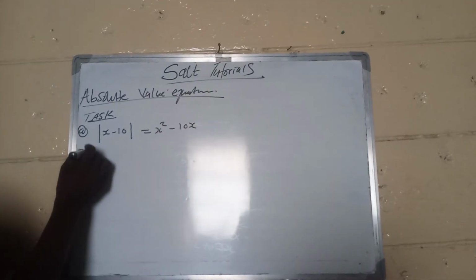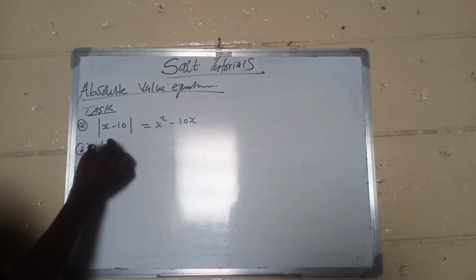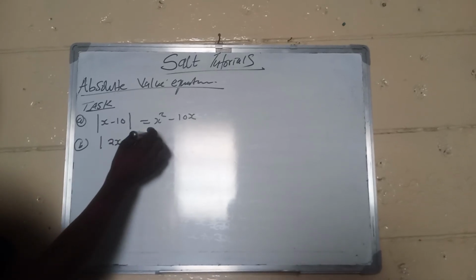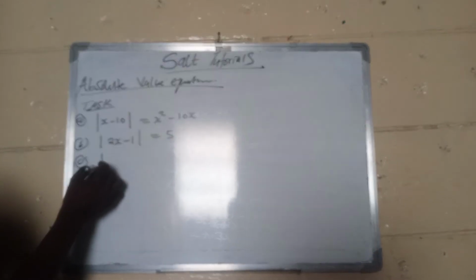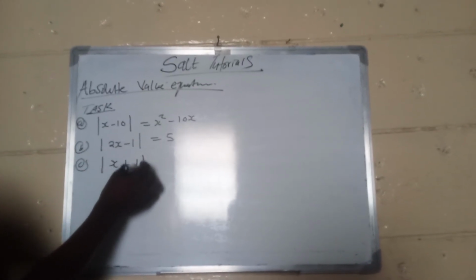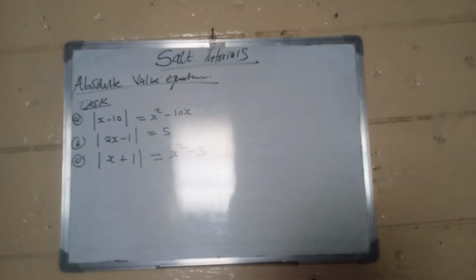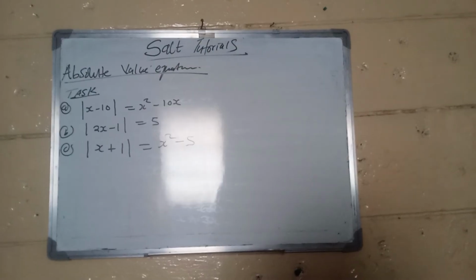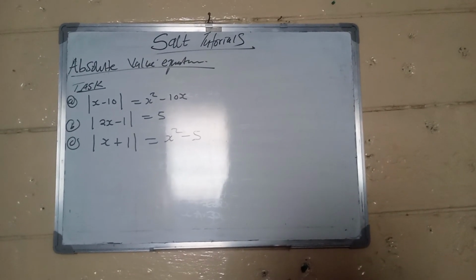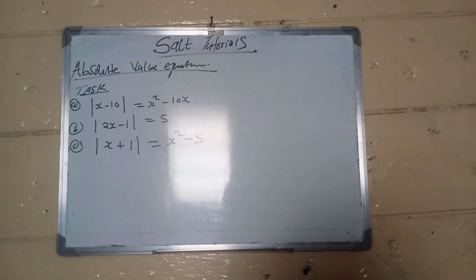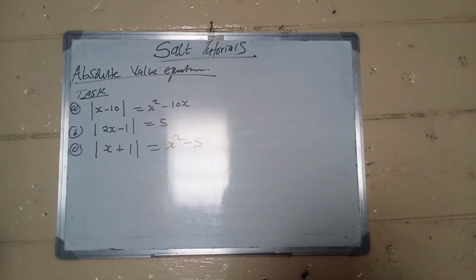The second one you can solve is the absolute value of 2x minus 1 equal to 5. I believe this one is simple. And the third one we can look at is the absolute value of x plus 1 equal to x squared minus 5. So these are the three tasks I'm going to leave you with. Solve them based on the definition of absolute values, work them out, find the values of x. After finding the values of x, also prove, in each situation, whether they satisfy the conditions there.